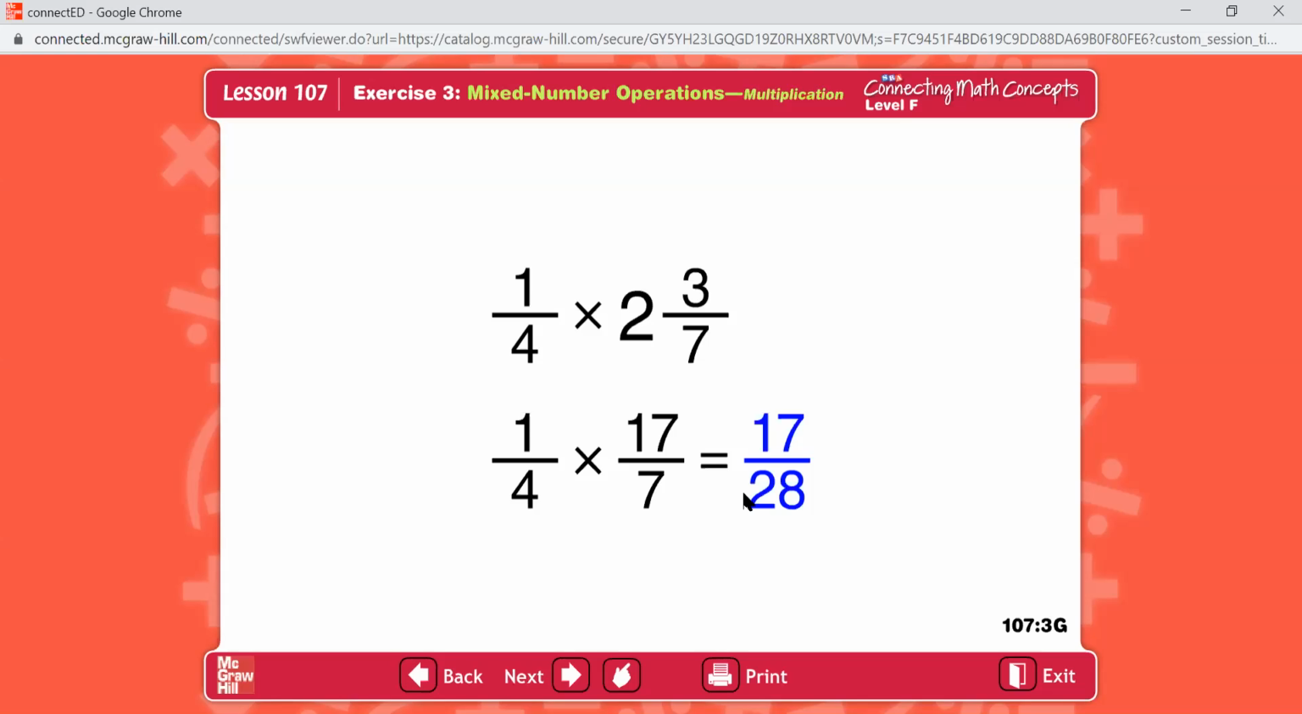Find part 2 in your workbook. You have 4 of these problems to work. Pause the video now to work them. Here's what you should have.